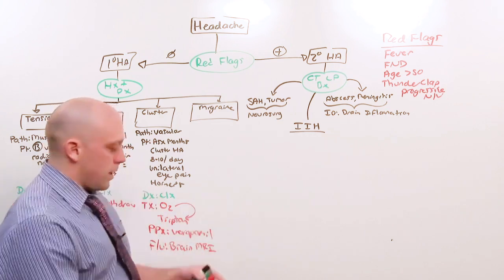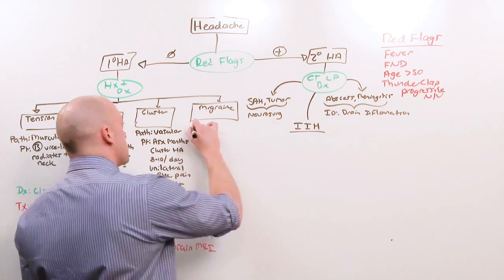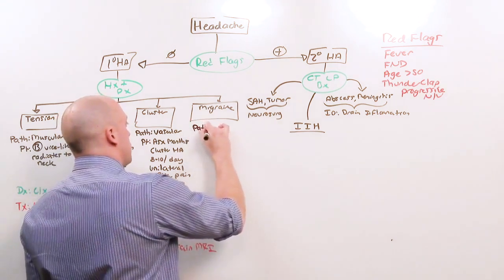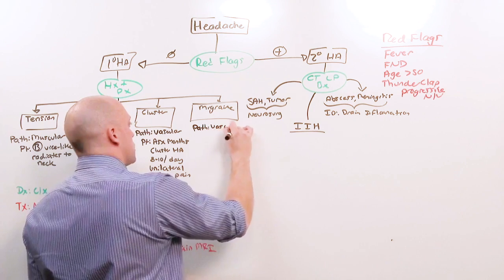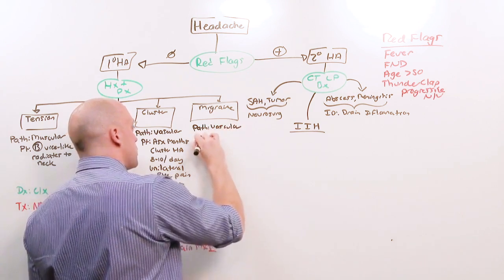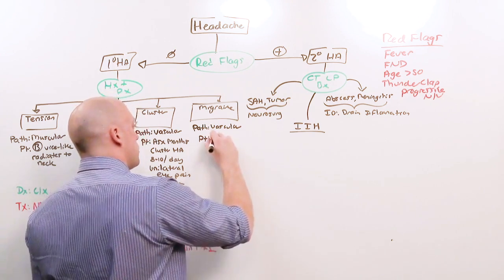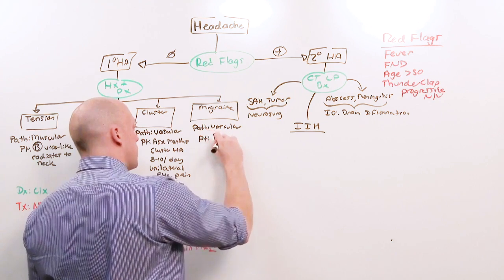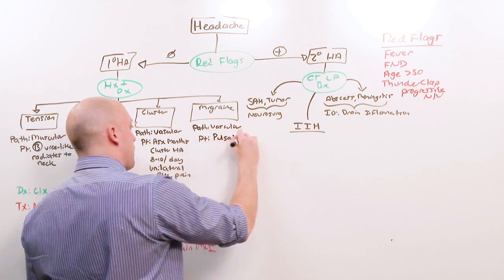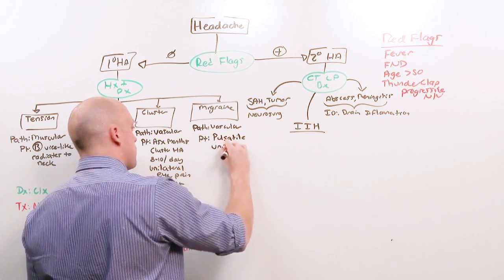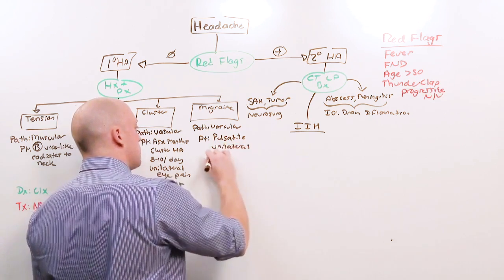Compare cluster to migraine because their pathology is similar, we think. Vascular, generally vasodilation. But the patient is going to present very differently. They're going to have a unilateral pulsatile headache. That is debilitating.